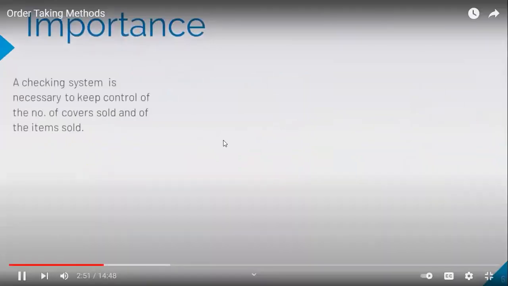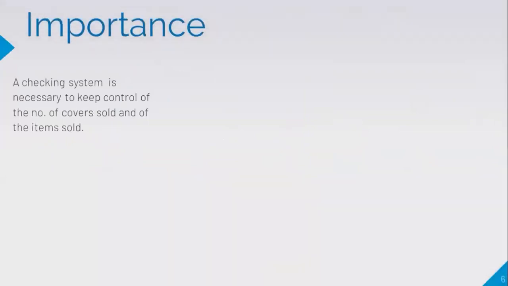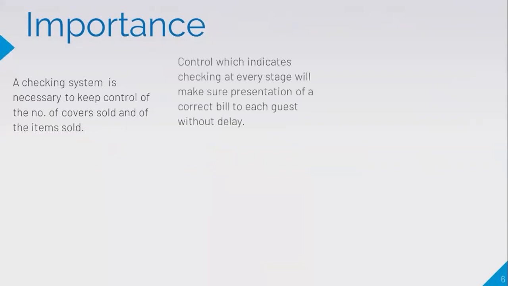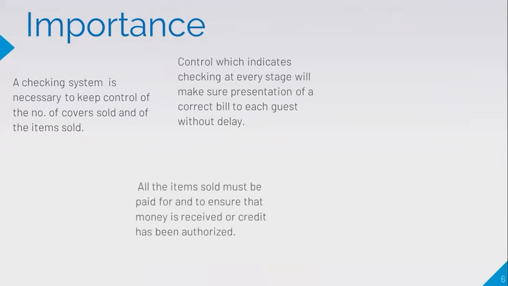Importance of F&B control. A checking system is necessary to keep control of the number of covers which are sold and the items which are sold. Control, which indicates checking at every stage, will make sure that the correct bill is presented to each guest without delay. As I said, overcharging or undercharging is not acceptable. All the items sold must be paid for, and to ensure that money is received or credit has been authorized. So nothing should go without any kind of amount attached to it.